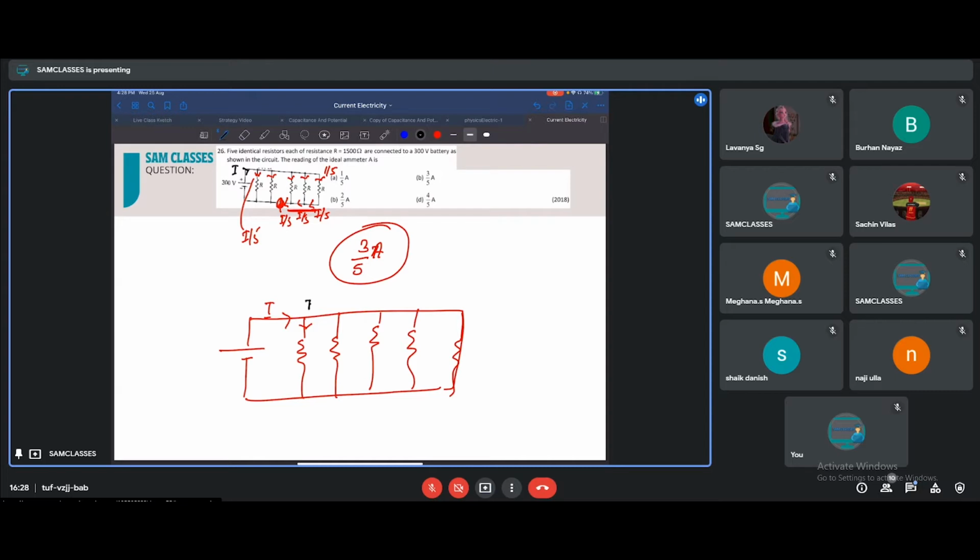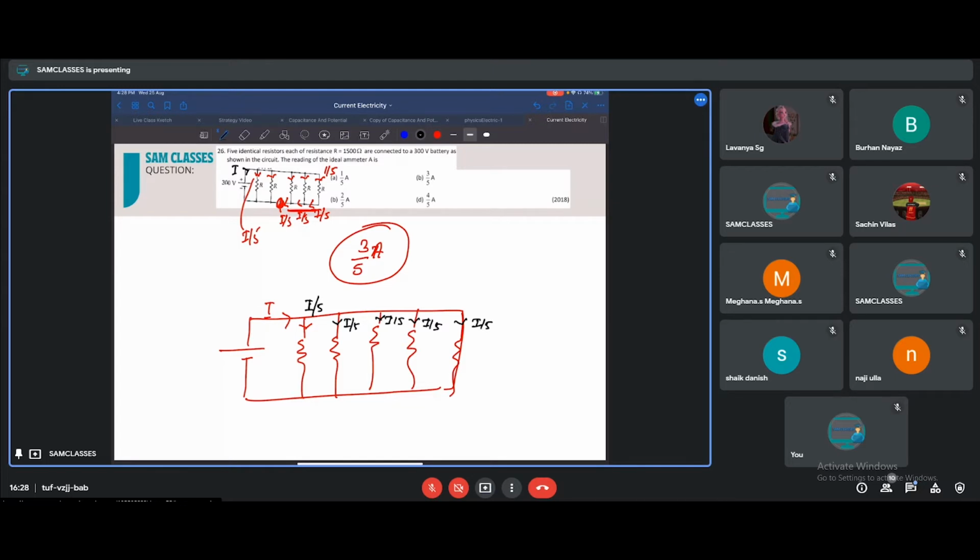What is the total chance? 1/5 of the chance. So I by 5 current here, same I by 5 current here, and the same I by 5 current here for each of the five. Clear?